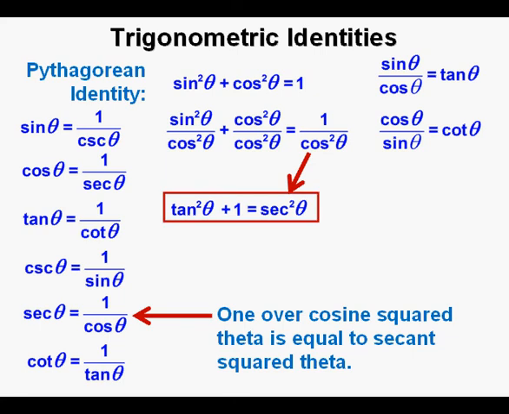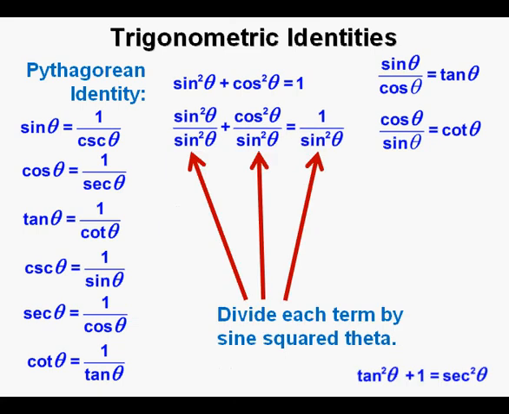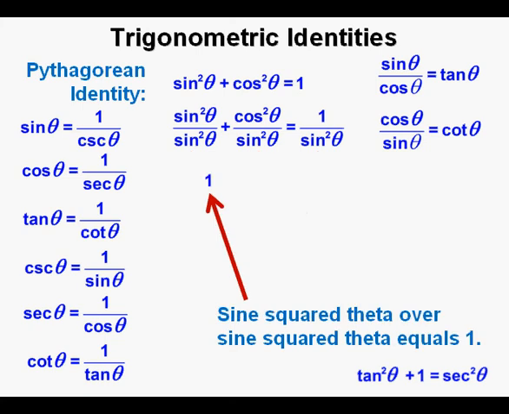Now we box in our newly created identity, tangent squared theta plus 1 equals secant squared theta. Now we're going to place this newly created identity at the lower right and work out our last identity of this lesson. To create our last identity, we divided everything in the Pythagorean identity by cosine squared theta. Now we're going to try dividing everything by sine squared theta.